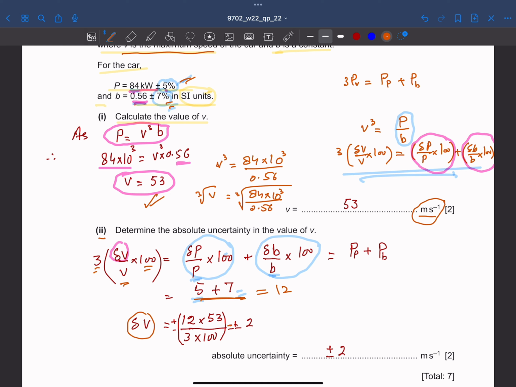So ultimately what you get is plus minus 2. This is the value of del V, which is nothing but the absolute uncertainty in the value of V. In this step you have a simple calculation: you have to make del V the subject, and the rest is simple mathematics, and the value which you get is plus minus 2. So this is how you will calculate this part of the problem.